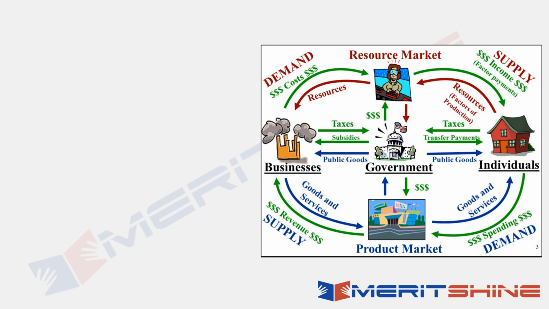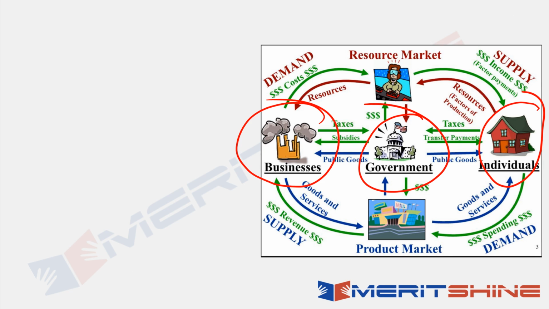So these are the three elements in an economy. You have individuals, you have businesses, and you have government. This is a three sector economy. So what do we as individuals do? Just think about it. We go to a product market, we go to our stores and buy goods and services, and we pay the market for whatever we have purchased.